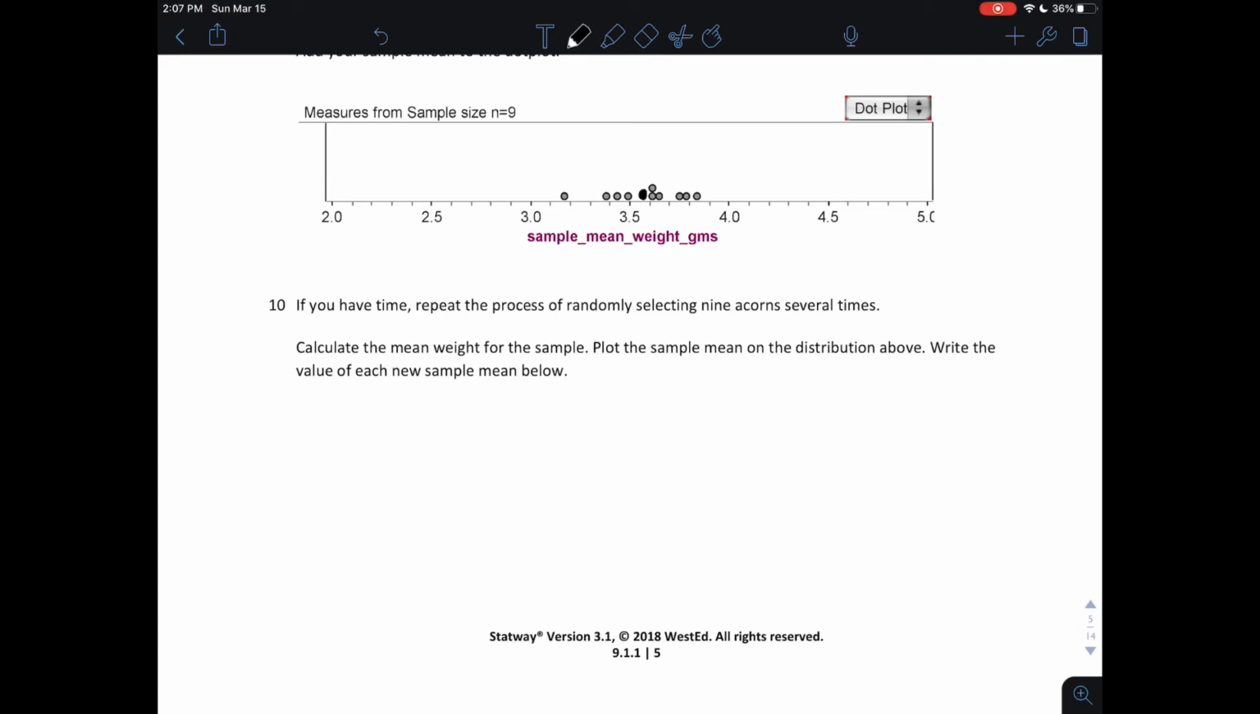So if you'd like to do this again, here's another 9 random numbers. 59, 99, 159, 239, 265, 278, 358, 364, and 391.